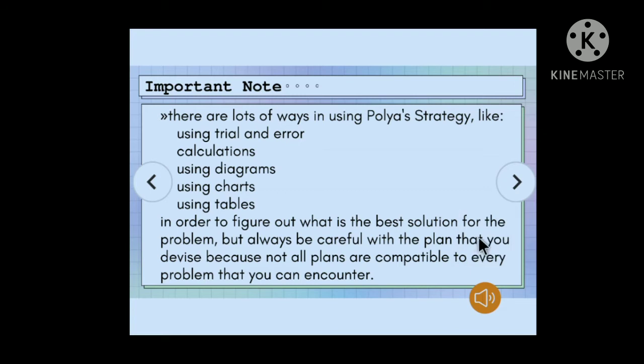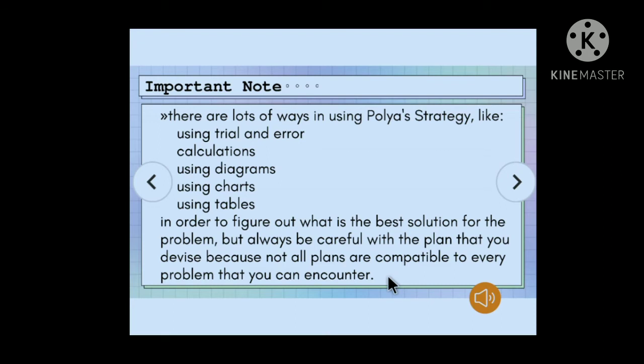As for the last slide, we have here an important note in using Polya's strategy. We have to take note that there are lots of ways in using Polya's strategy, like using trial and error, calculations, using diagrams, using charts, and using tables in order to figure out what is the best solution for the problem. But always be careful with the plan that you devise because not all plans are compatible to every problem that you can encounter.